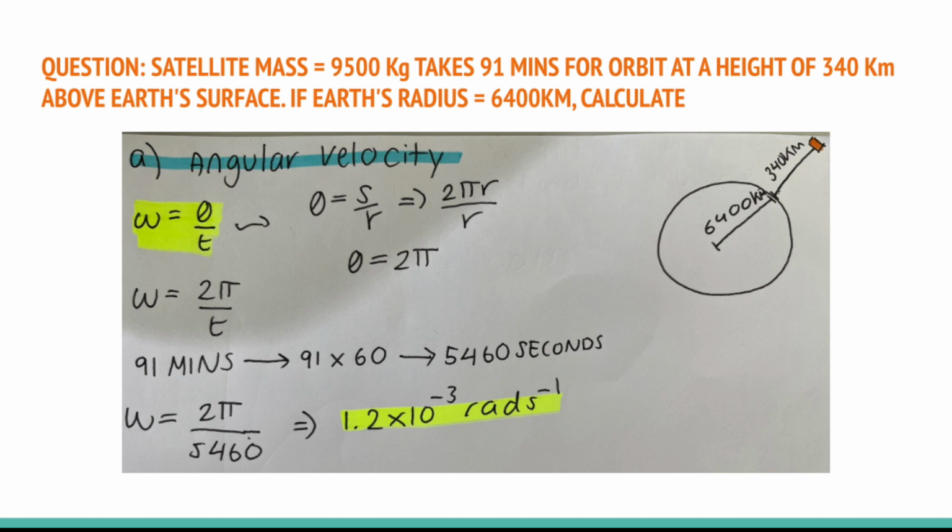And so first thing you want to do is use the angular velocity equation. As mentioned, there are two equations for angular velocity. The first one is omega equals theta divided by time, and remember omega equals 2 pi divided by time. Remember, time here is in seconds, so the first thing we have to do is convert the units from minutes to seconds. So we do 91 multiplied by 60 to get 5,460 seconds, and then we do 2 pi divided by this value, and we will get 1.2 times 10 to the negative 3 radians per second.